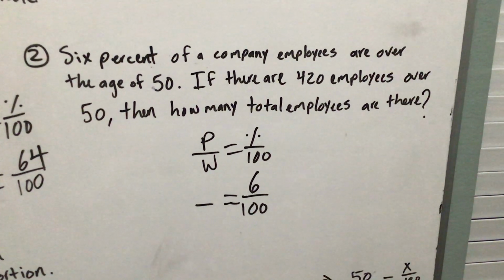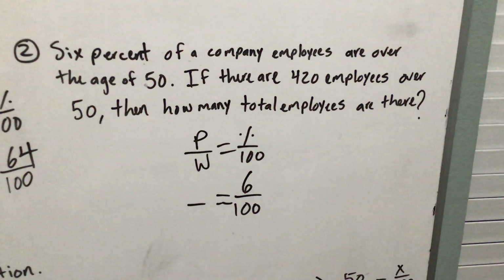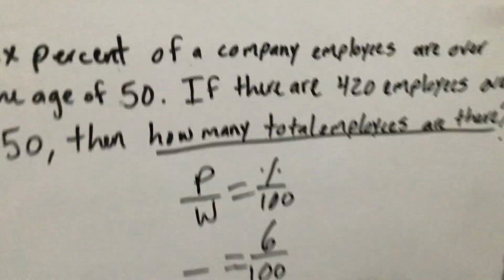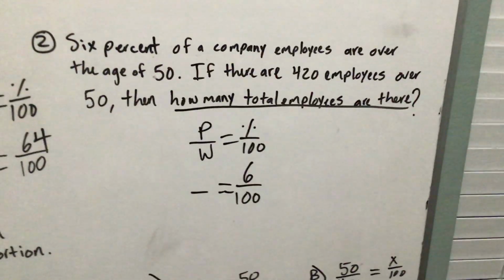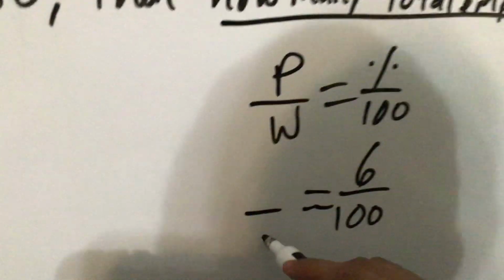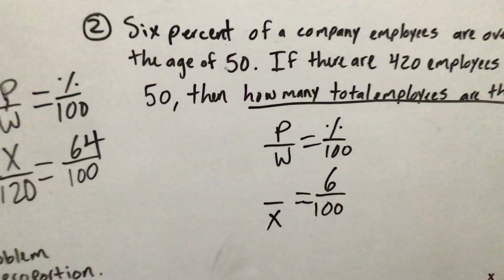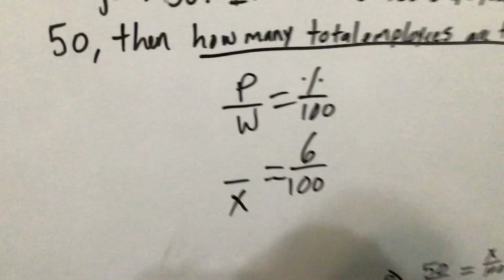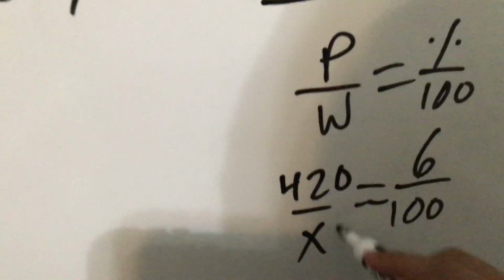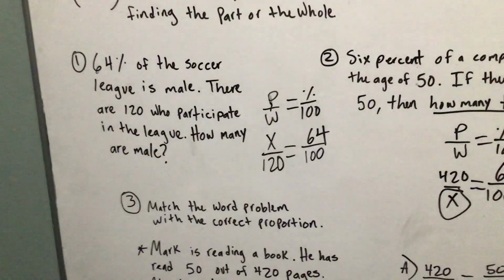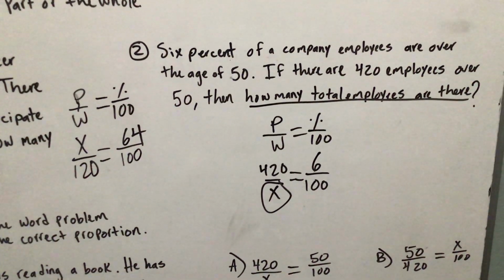Now, if there are 420 employees over 50, then how many total employees are there? Well, if we label the actual question at the very end, that says how many total employees are there, meaning we're looking for the total, for the whole thing. The part is the one that is given, which is 420. But on this one, we are looking for the whole thing. So number one, we're looking for the part, and number two, we're looking for the whole thing.